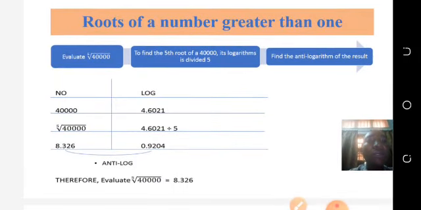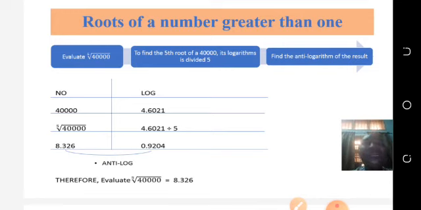Another example. We are asked to find the fifth root of 40,000. To find the fifth root of 40,000, we are going to check from the logarithm table. When you check it, you are going to divide the result by 5, because we are dealing with a fifth root. And after that, you find the antilogarithm of the result. The number is 40,000. What is the characteristic of 40,000? Good, 4.